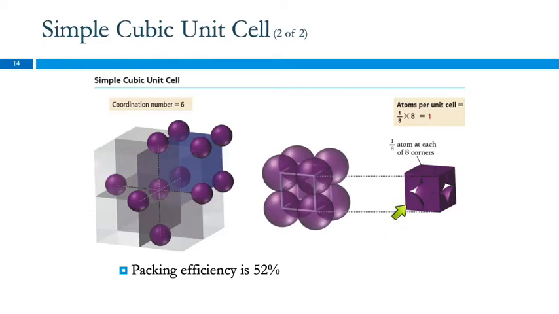Because here, this atom is touching this one over here, and that one behind it, and this one above it, and then there's also some coming on the other side, right? So here, this atom is touching that one, and this one, and this one, and that one, and this one, and this one. So it's touching 6 other atoms. That's the coordination number.